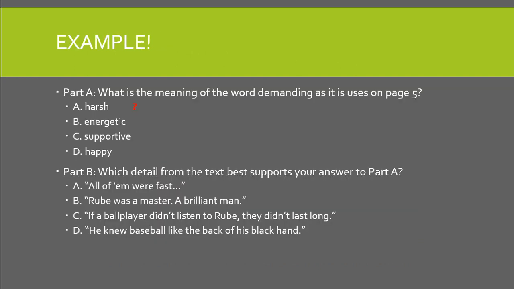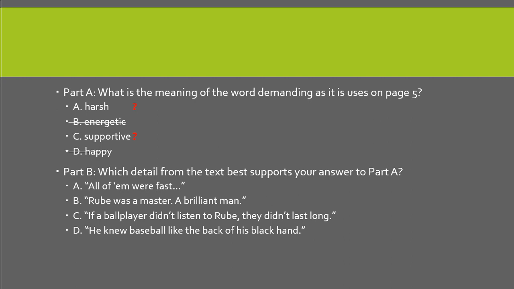Now, let's see. What is the meaning of the word demanding as it is used on page 5? A, harsh. I was already kind of thinking that might be the answer, so I'm going to put a question mark next to it. B, energetic. I don't really think that goes with it, so I'm crossing it off. C, supportive. Well, I know a lot of coaches do have to be supportive, so I'm going to put a question mark next to it. Or D, happy. It didn't really seem like anything said he was happy, so I can cross that off.